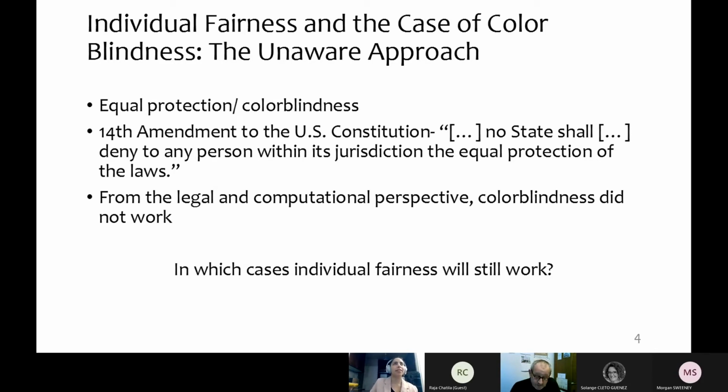So we begin with individual fairness, the first group. The focus of notions in this group is the individual. The idea is to be fair to the individual, and the legal principle that lies at the core of this presentation is equality before the law and individual justice. The first sub-notion in this group is the unaware approach.